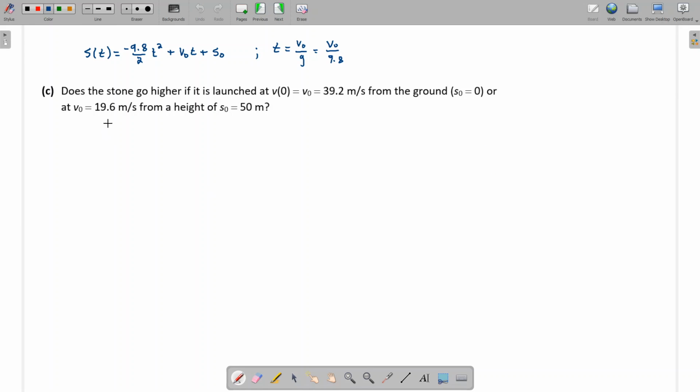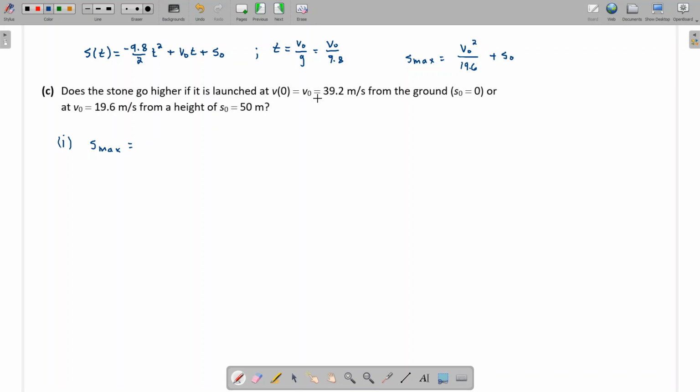Okay, so then for part C, it just says, okay, well, find out which one will go higher. If you have an initial velocity of 39.2 meters per second, but you shoot it off at ground level, compared to a slower initial velocity, 19.6 meters per second, and an initial height of 50 meters, which one actually goes higher? So let's label these as case I. Okay, this was the expression from our previous step that represents the maximum height that the object travels, so we just need to plug everything into this.